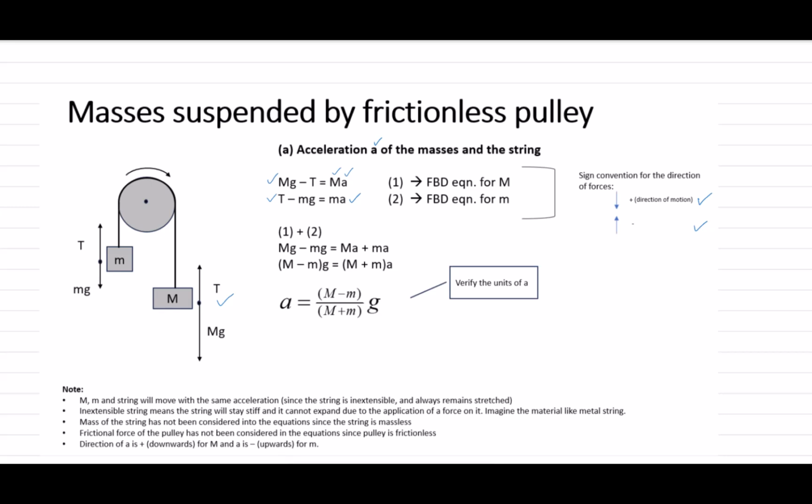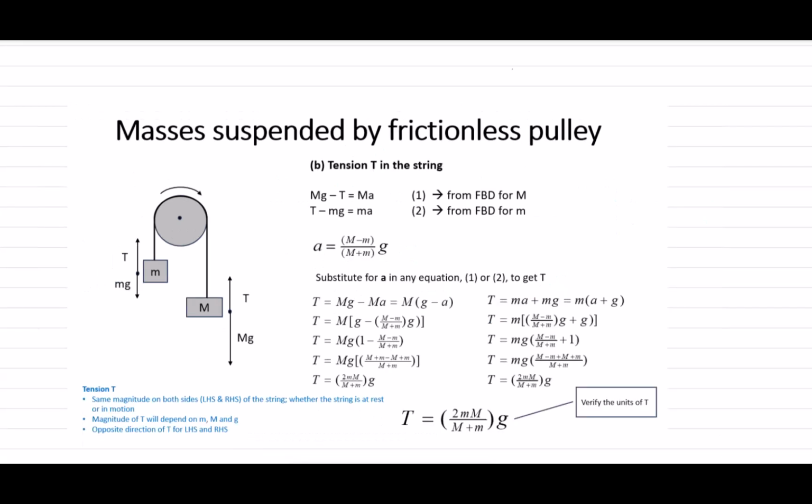So now we have two equations, 1 and 2. Simply add them. So we get this, which means we arrive at this, and the expression for a is (M minus m) over (M plus m) times g. And just to be sure that the units of the acceleration we have derived are correct, in the numerator we have mass, and the denominator has mass. The units cancel, then the units of a are the same as the units of g, which is the verification.